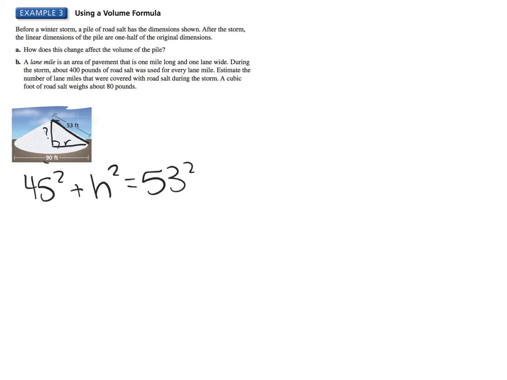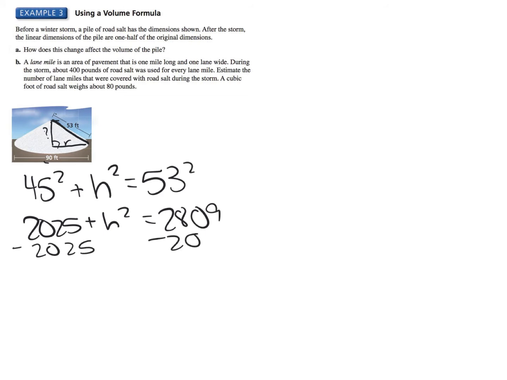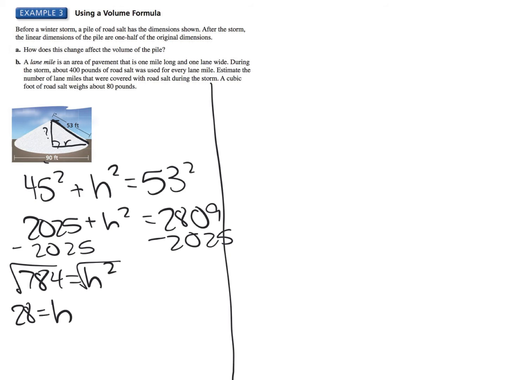So when we solve it out, we get 2025 plus h squared equals 2809. Move over that 2025. You get 784 equals h squared. Take the square root. You're only going to be looking at the positives because we are looking at an actual distance. And 28 equals our height. Now that we know the height for our problem, we can go ahead and find the volume.